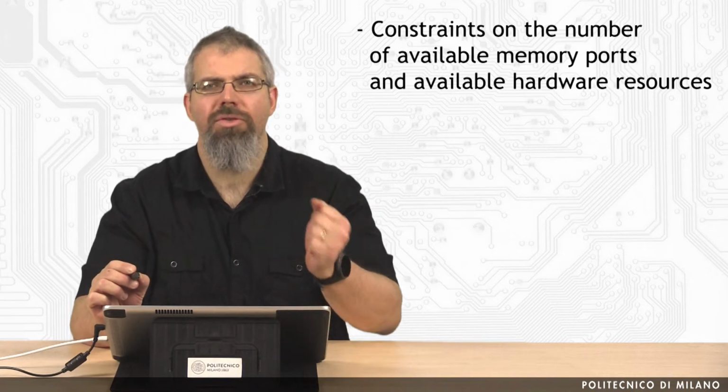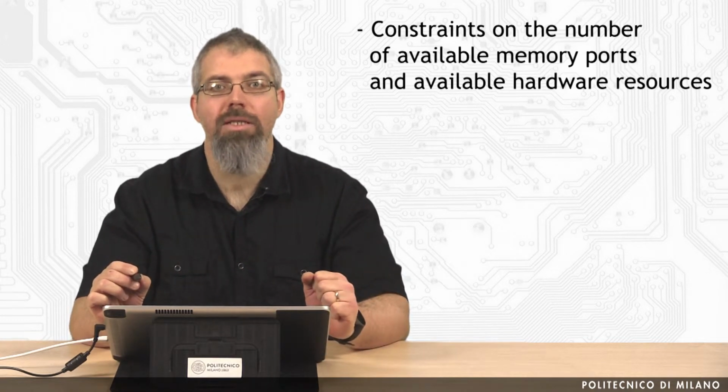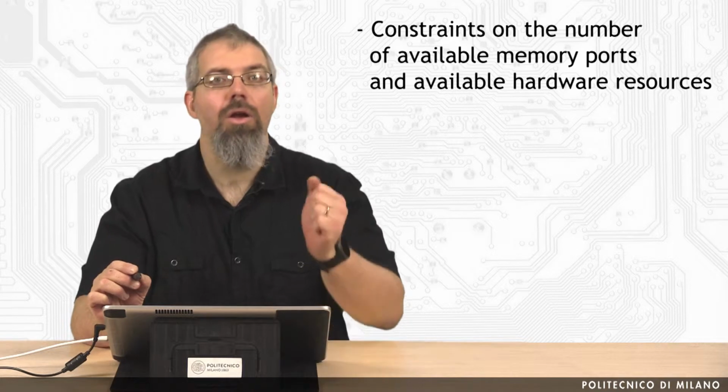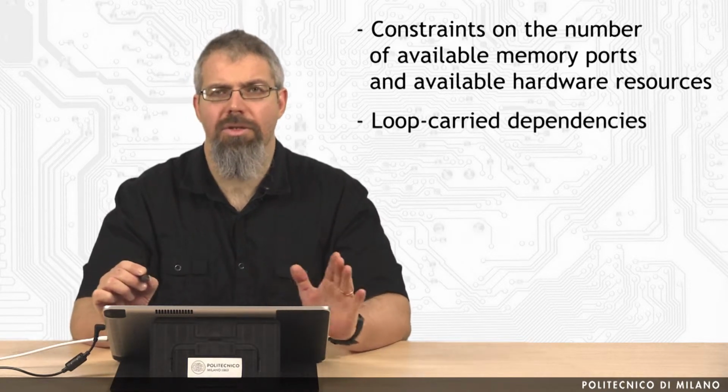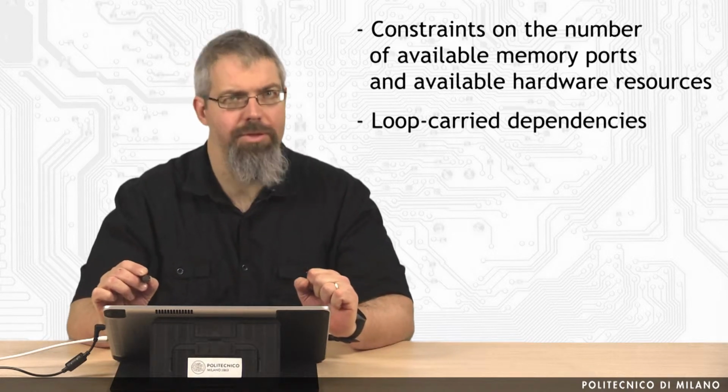When performing loop optimization, there are two potential issues that need to be considered: constraints on the number of available memory ports and available hardware resources, and loop carried dependency. To understand these potential issues, let's consider some more examples.